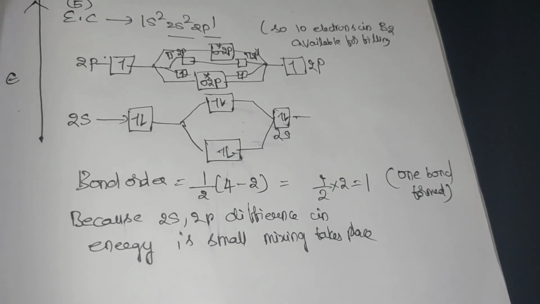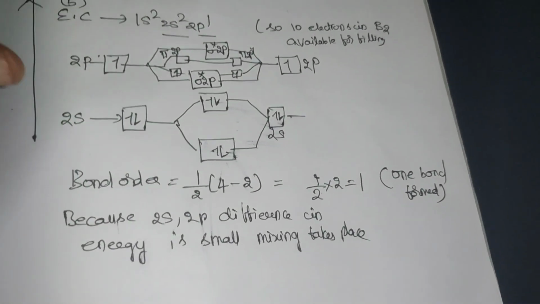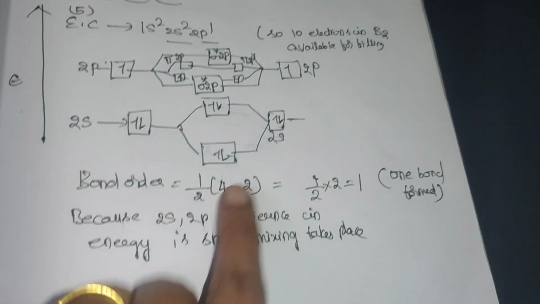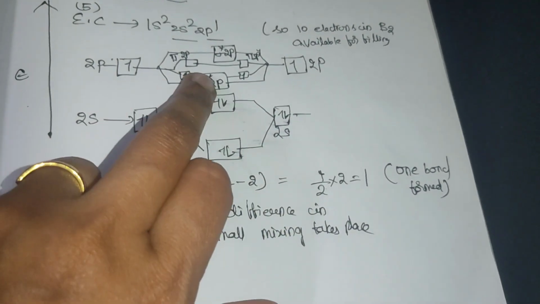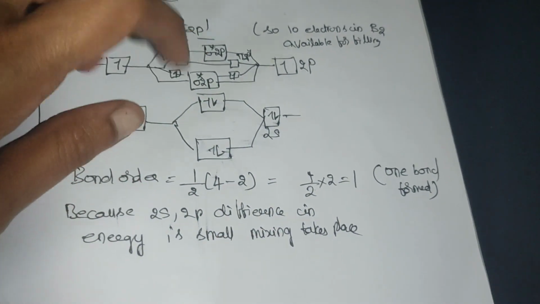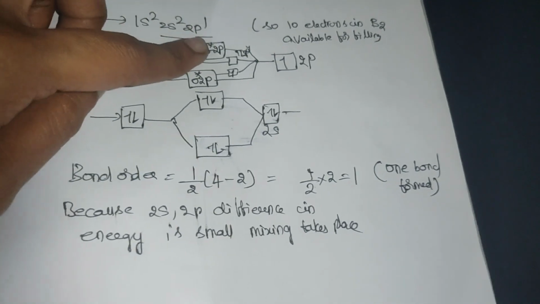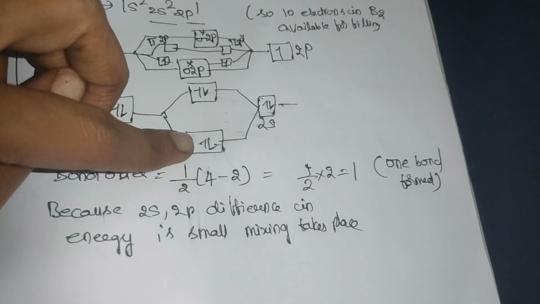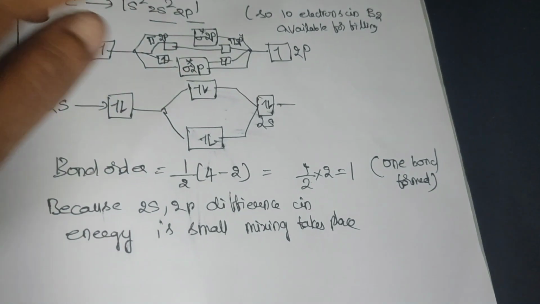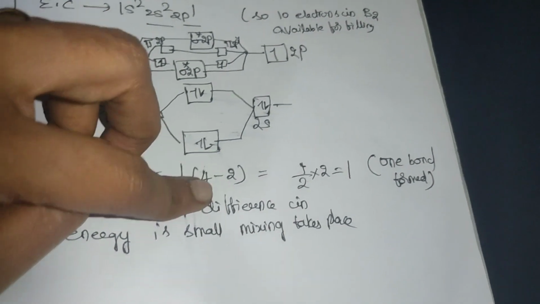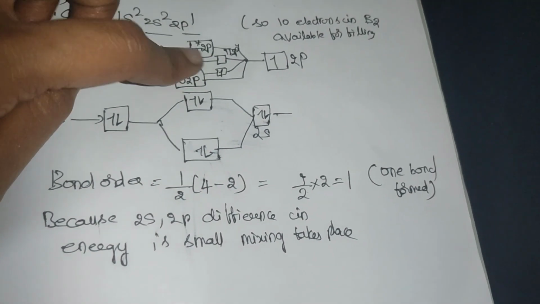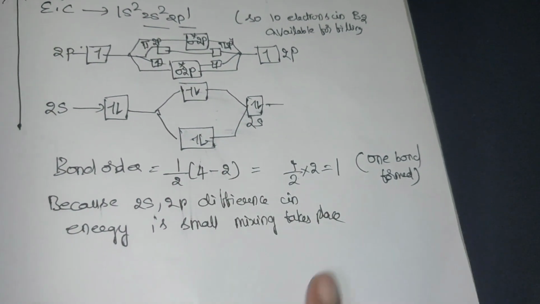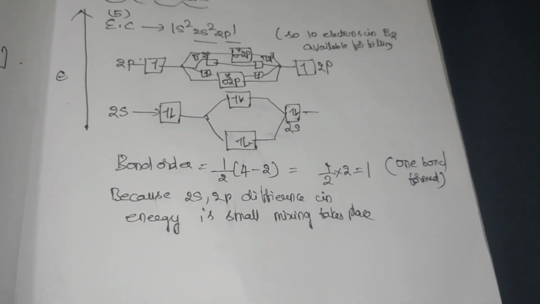Because 2s and 2p have less difference in their energies, these two mix up, so we get the bond order as half into bonding, which is 4, 1 2 3 4, and anti-bonding, which is here 2, and here 0. So 4 in the s orbitals, and in p 1 plus 1, 2, so 4 in bonding, and anti-bonding is 0 plus 2, so 2. So we will get it like this. So it exists. Thank you.